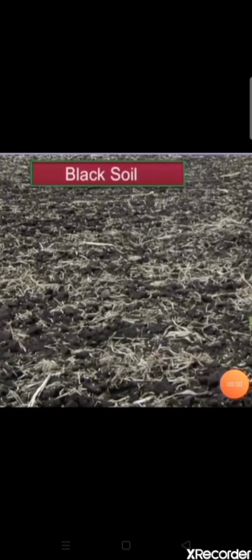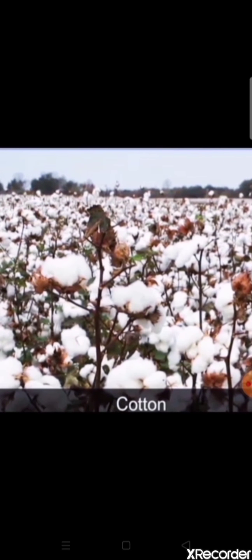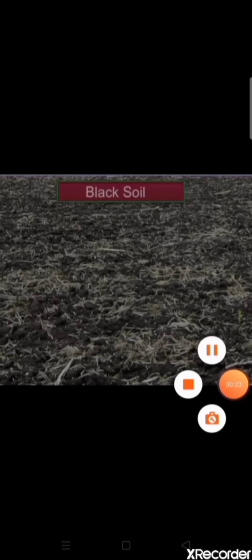Now we'll move forward to the next soil found in India, that is the black soil, which is black in color and is also known as regur soil. As black soil is ideal for growing cotton, it is also known as cotton soil. But apart from cotton, tobacco, oil seeds, ragi, and maize can be grown in black soil.